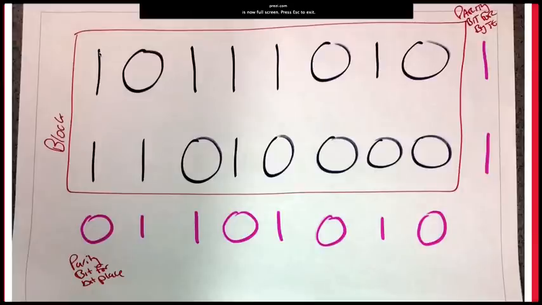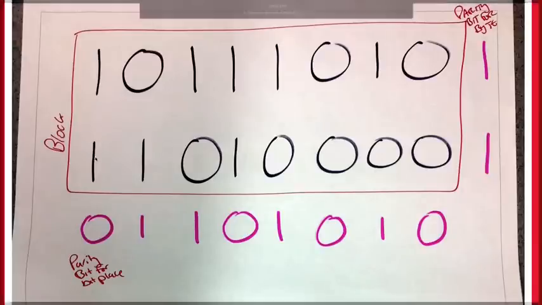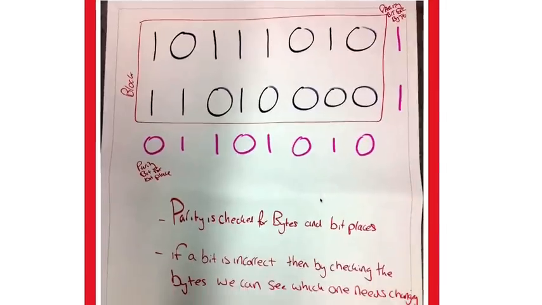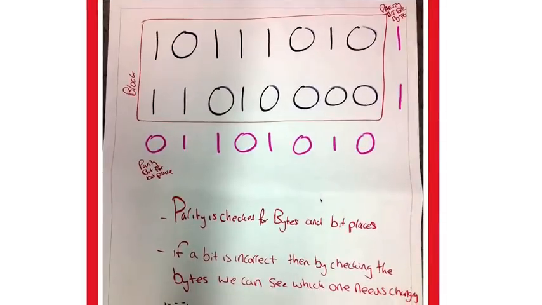And if we look downwards this time, we want an even number for each bit place. So we've got 2 there, so we don't need 1. We've got 1 here, so we do need an extra 1 here. 1 again, so we need an extra 1. 2 here, so it's even, we don't need 1. 1 here, we need 1, and so on. Don't need 1 there, we need 1 here, and we don't need 1 there. So the parity is checked for byte and bit places at the other end.